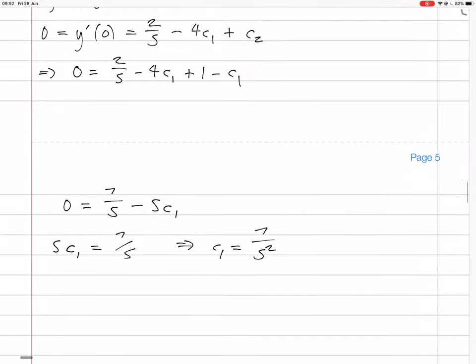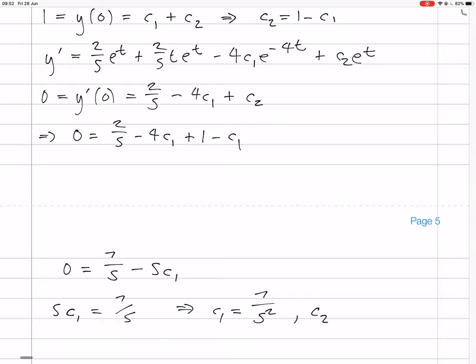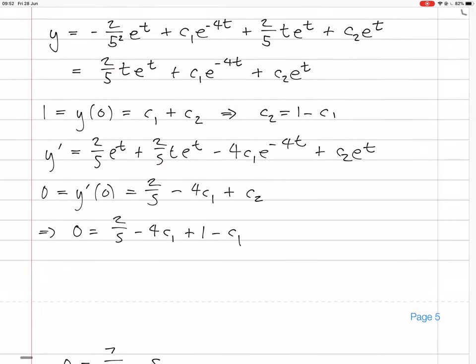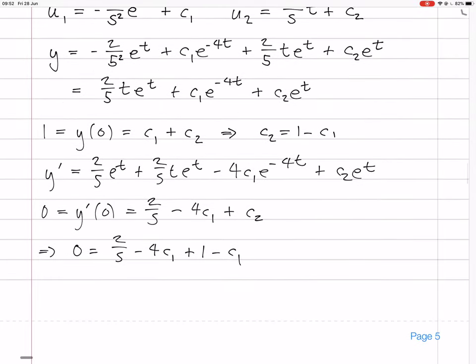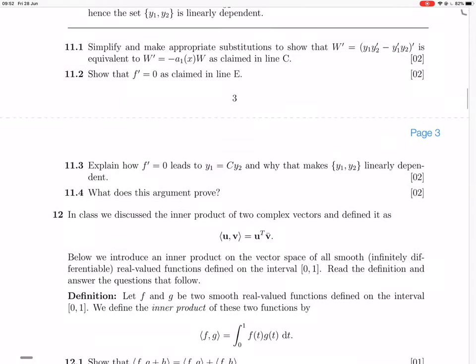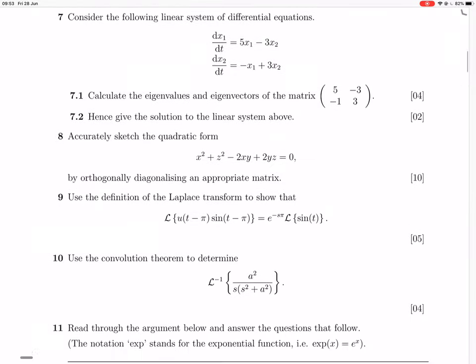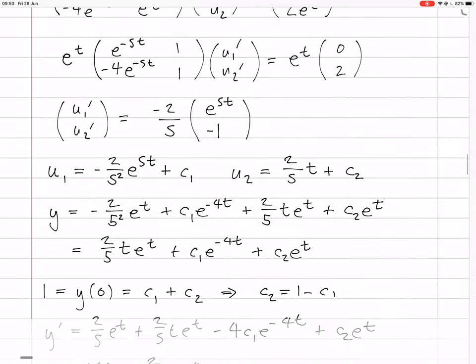Okay, and then that means that c2 was 1 minus c1. So c2 is 1 minus 7 over 25, 5 squared. It's 1 minus c1, and that's 18 over 5 squared. Okay, so that's what c1 and c2 are. There's no need to write the whole thing with those in there. Okay, so that's 6.1, right? Now they want to do the same thing. I'm not going to check it because the next question is solve it by Laplace transforms, so the check will be if the Laplace transform solution is the same as this solution.